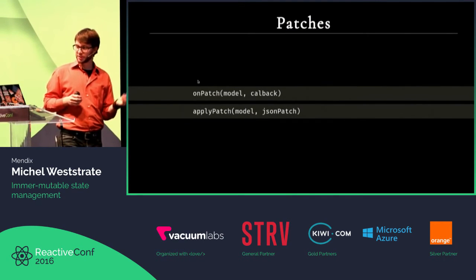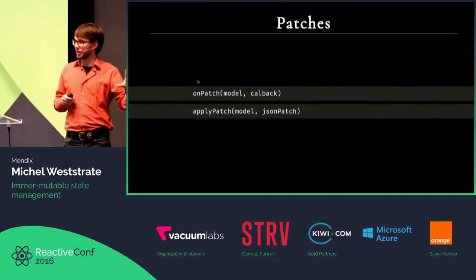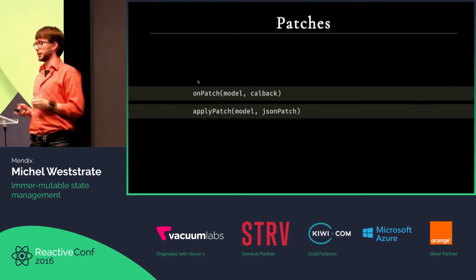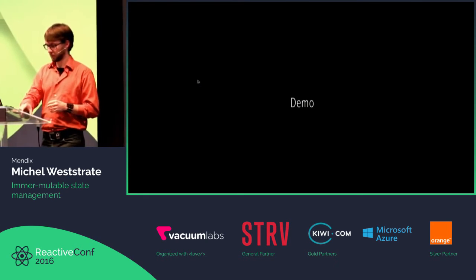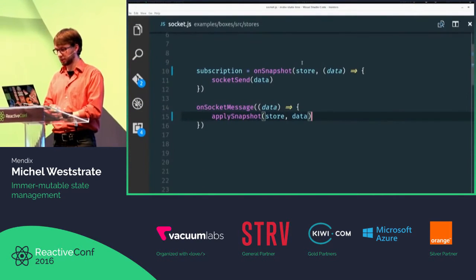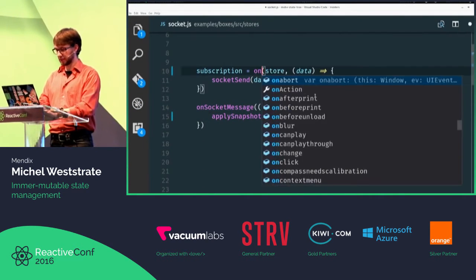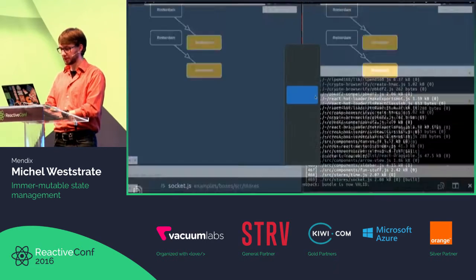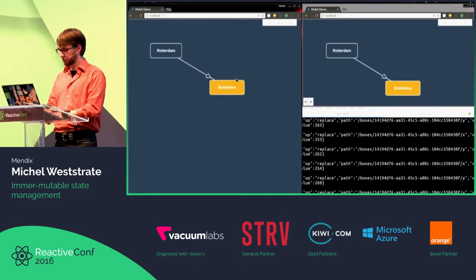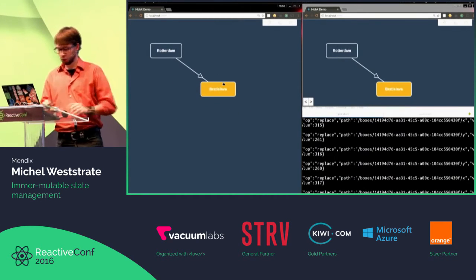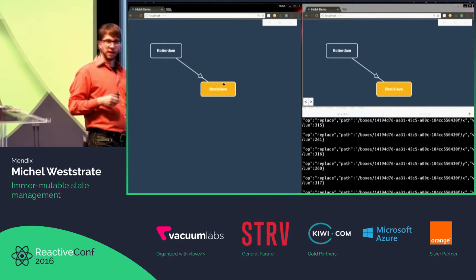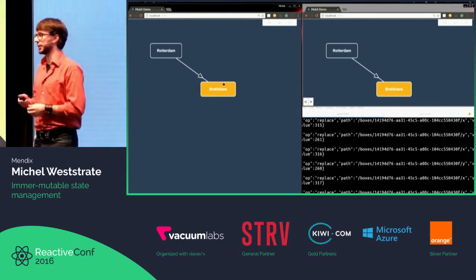And for patches, there are two functions, similar to snapshot. We can just listen to patches which are emitted when, for example, an attribute is changed, and we can apply them back to a model. So if we apply that principle to our demo, we stop listening to snapshots and instead start listening to patches. And if you then apply the patch and we receive a message, you see that we still have the same working functionality, but now we're sending actual JSON patches across the wire, which are way smaller, and which are actually a useful way of integrating with a backend.